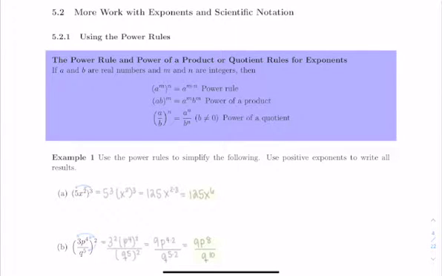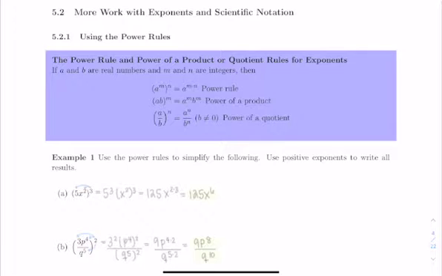In section 5.2, we are working more with exponents and scientific notation. So we have the power rule and the power of a product or quotient rules for exponents. If a and b are real numbers and m and n are integers, then a raised to the m raised to the n is equal to a to the m times n, which is the power rule.